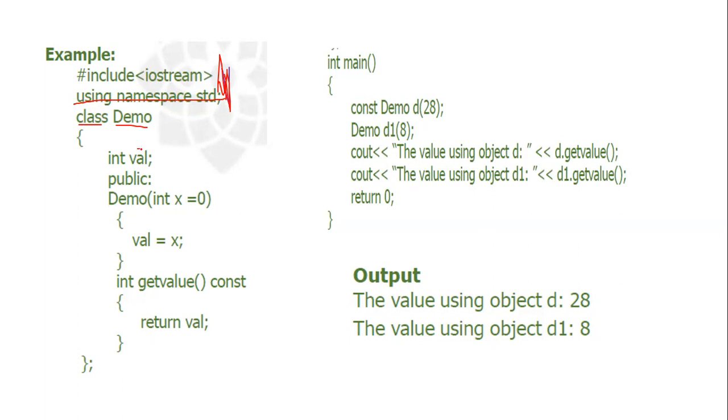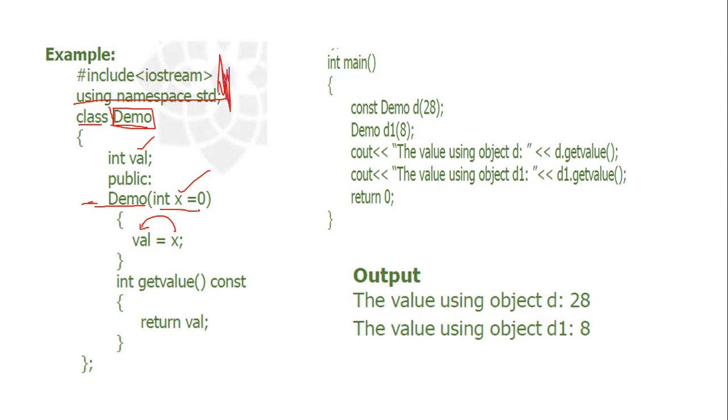We have a data member called val, and demo is a constructor, right? Because the class name and function name are the same. If the class name and function name are the same, and it does not have any return type, then we can call it a constructor. By default, the x value is initialized as 0. That 0 is assigned to val.